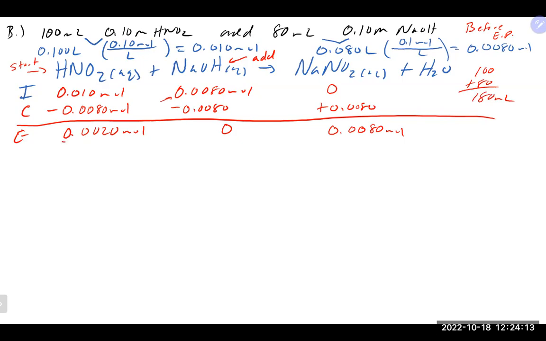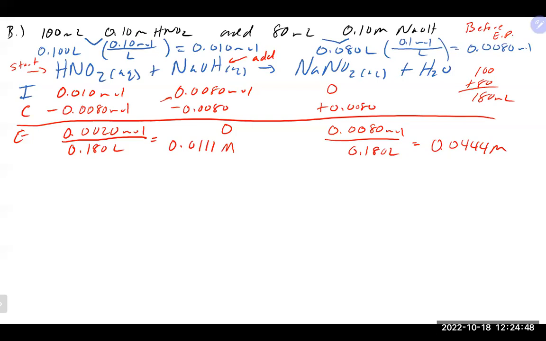We're going to take this guy here and divide it by 0.18 liters, 0.18 liters to convert these guys back to molarity, gives us 0.0111, we'll call it, and 0.0444 molar. Any questions on the ice table here?